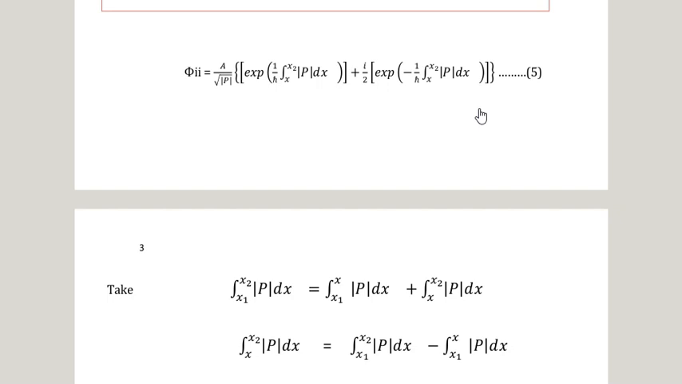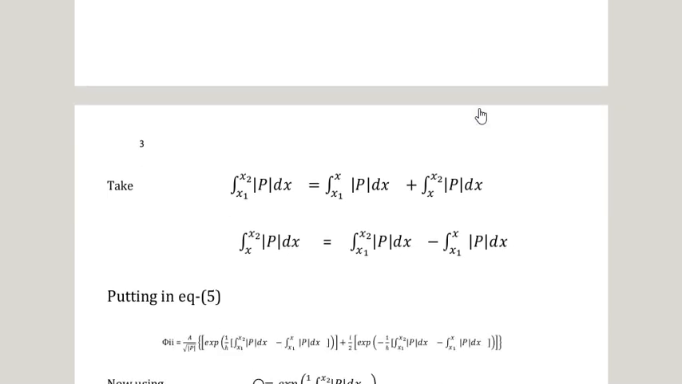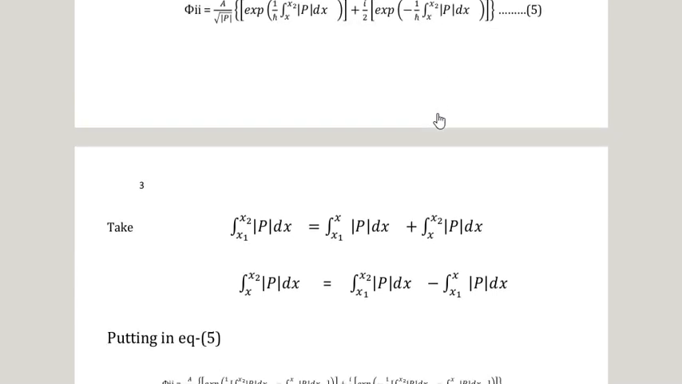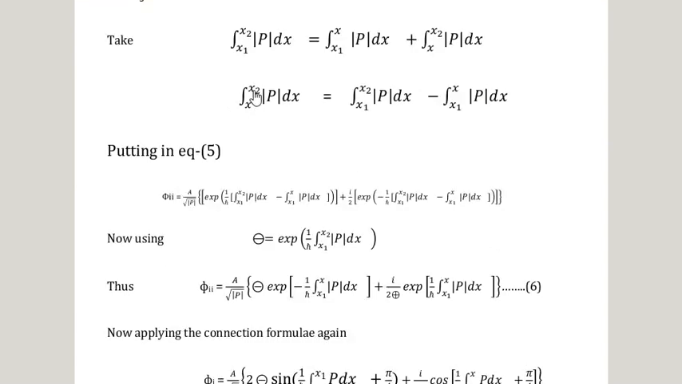Now use the identity: x1 to x2 p mod dx is equal to x1 to x plus x to x2. In our equation, the integral is x to x2. So this can be written as x to x2 p dx is equal to x1 to x2 p dx minus x1 to x p dx. This equation used in equation number 5, you will get this equation.